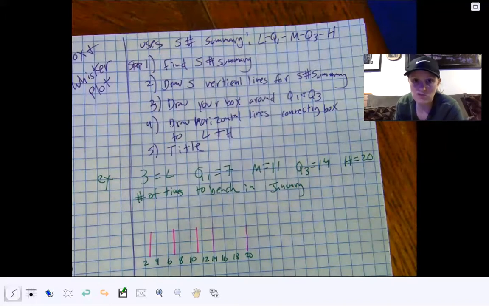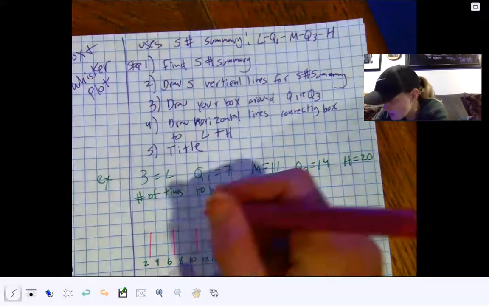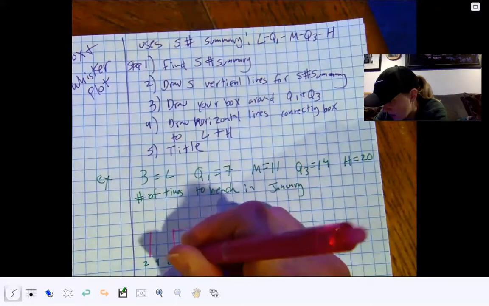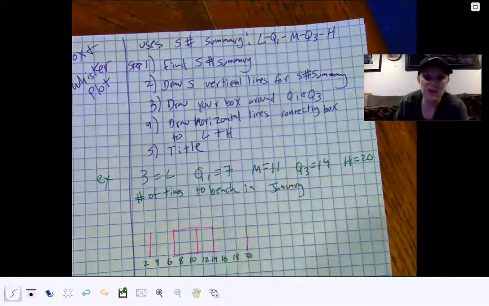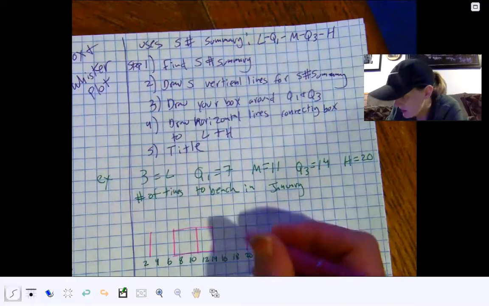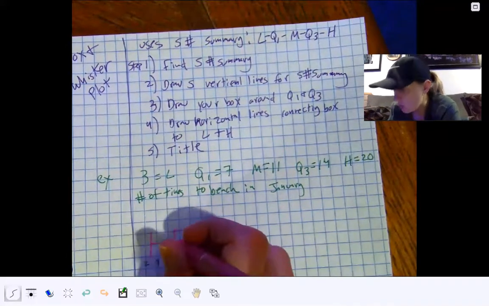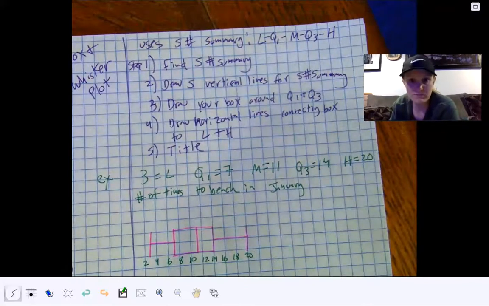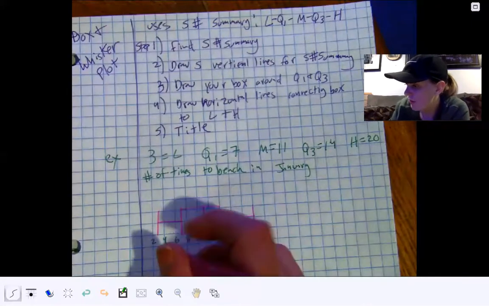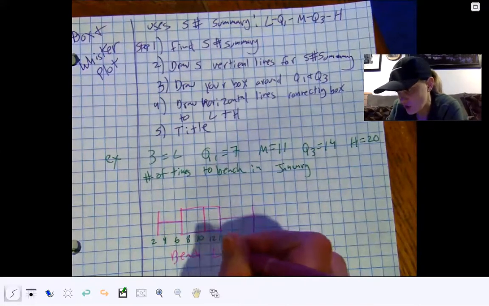Now, step 3 says to draw a box around your Q1 and Q3. My Q1 was 7, my Q3 was 14. So I'm going to literally draw a box to connect it. That's where they get the name box. And then whiskers is when you draw horizontal lines that connect the box to the high and connect the box to the low. That's a 5-number summary. Okay, I need to add my title. I'll call it Beach Life. I don't know, I'm just being cheesy.